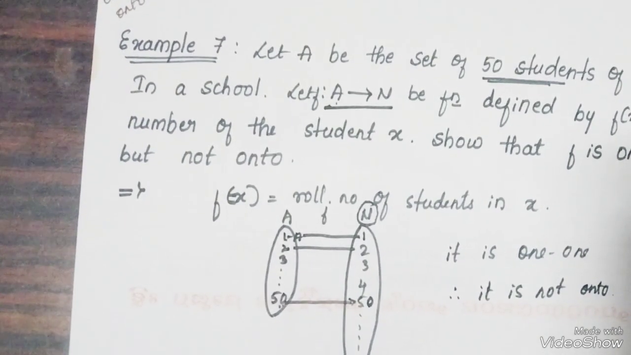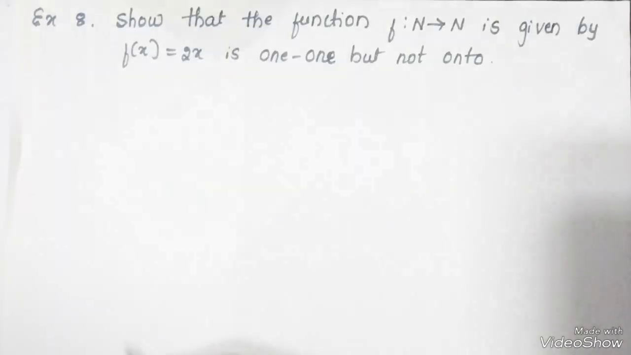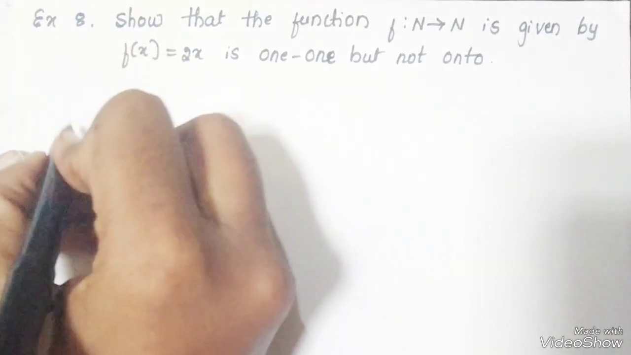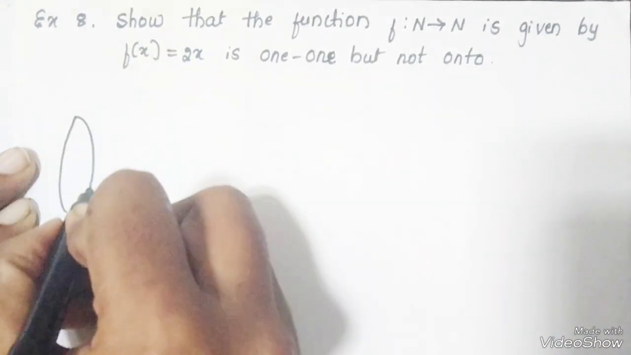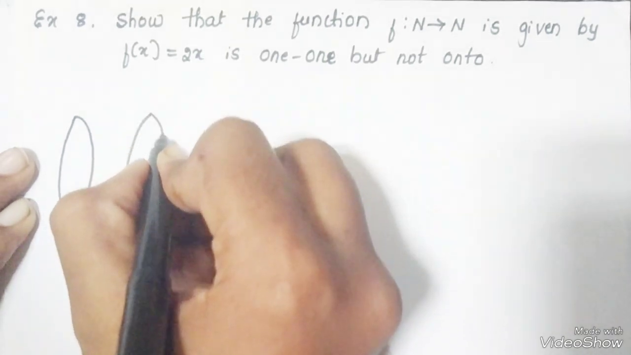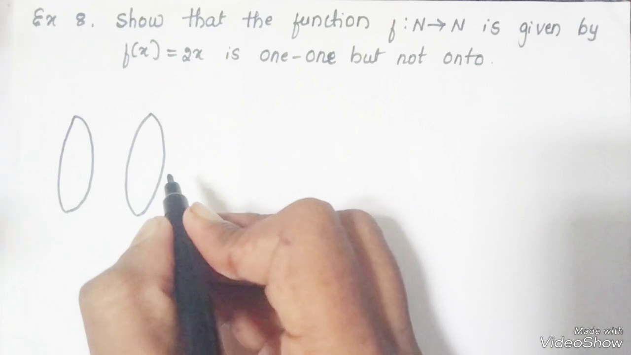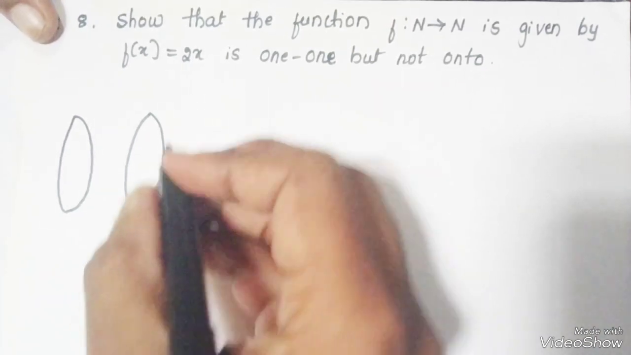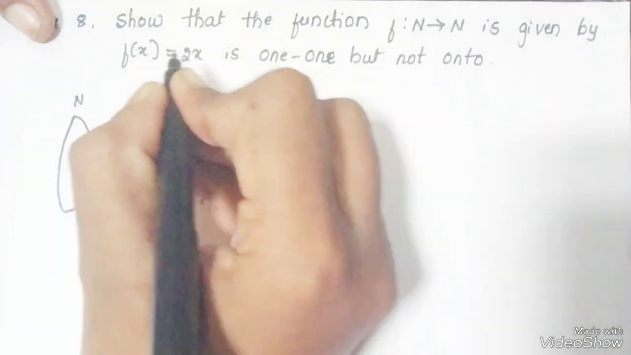Now again we discuss another example. Example number 8: show that the function f from natural numbers to natural numbers given by f of x equals 2x is one-one but not onto. Here the domain and codomain should be natural numbers. We have to understand the question first. Natural number to natural number.